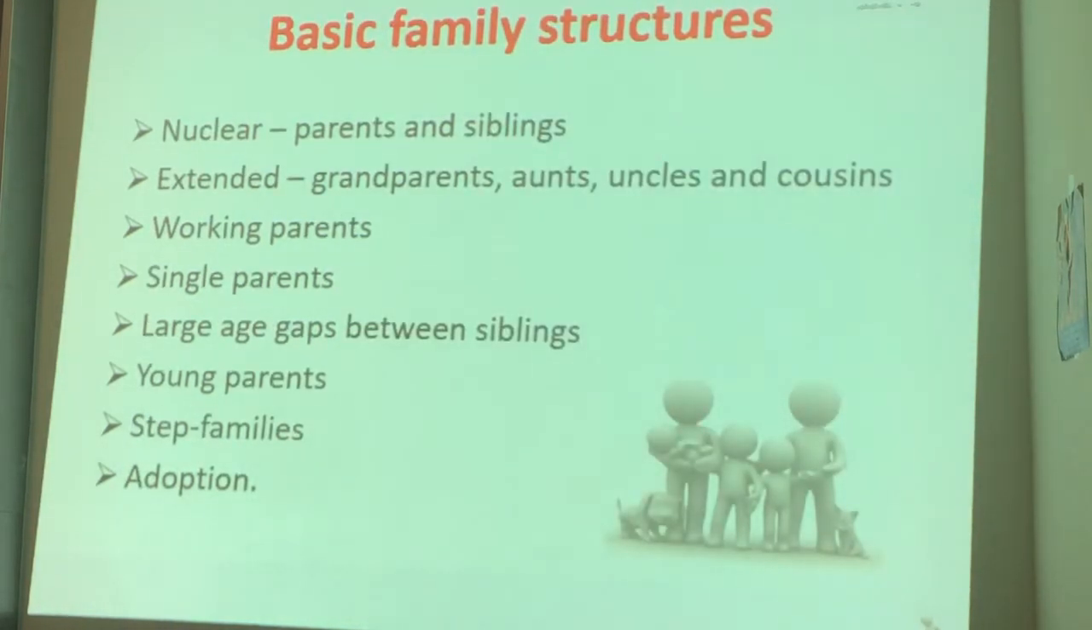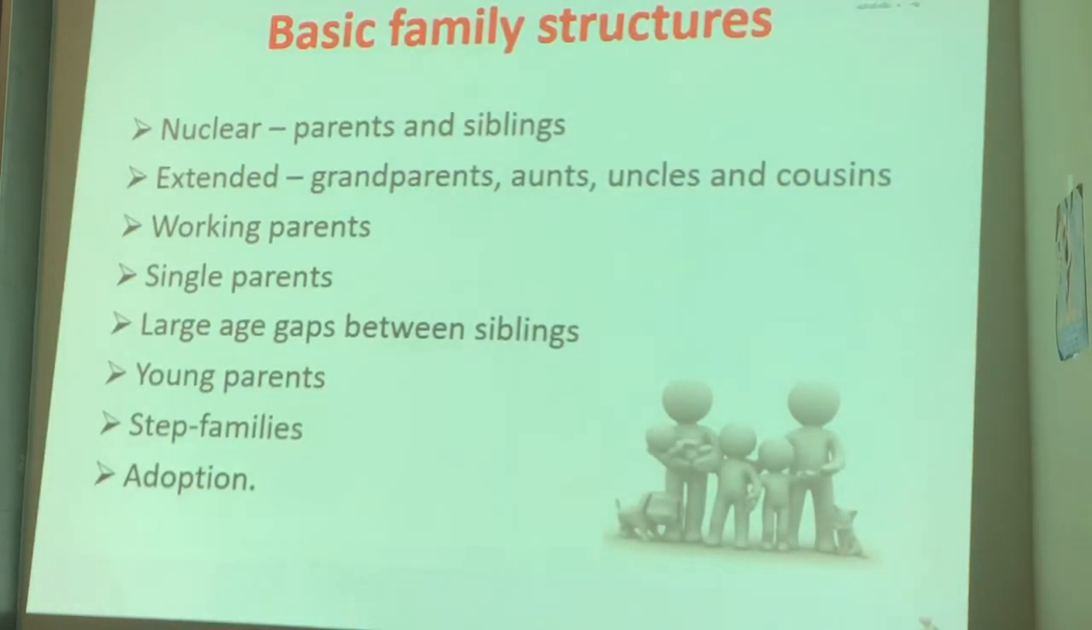Basic family structures, we have the nuclear, we have the parents and siblings. Extended, we have living in one roof with grandparents, aunts, uncles, and cousins. Okay. Working with parents, single parents, large age gap between siblings, young parents, step families, and adoption. Those are the structures of family in the society.